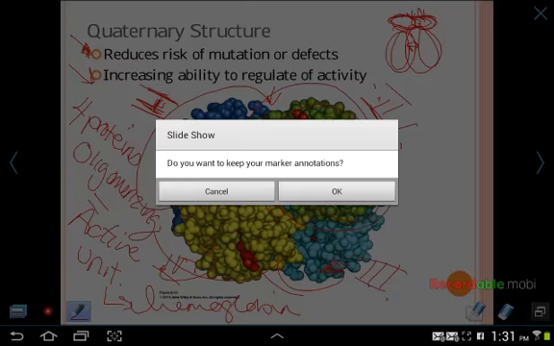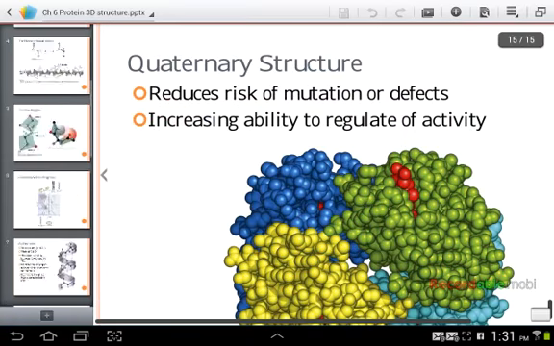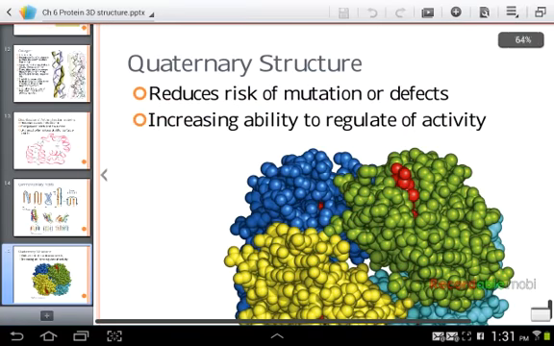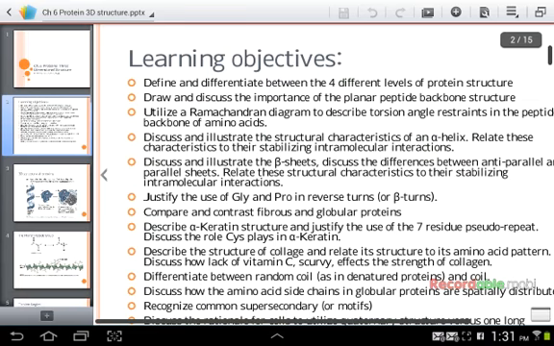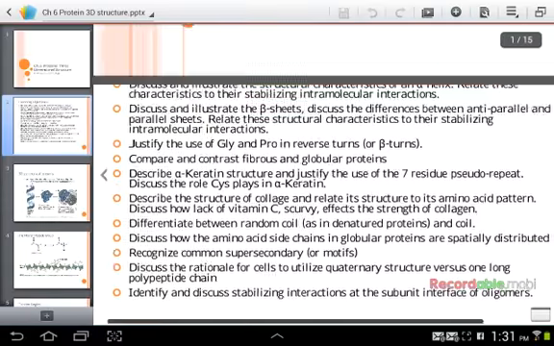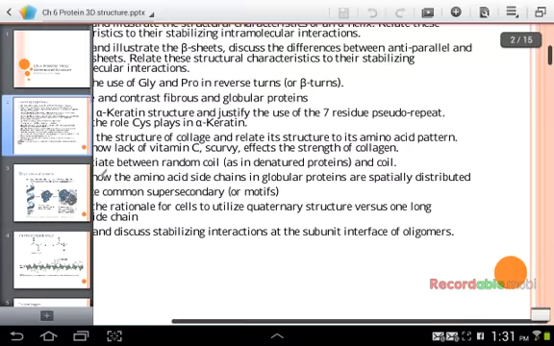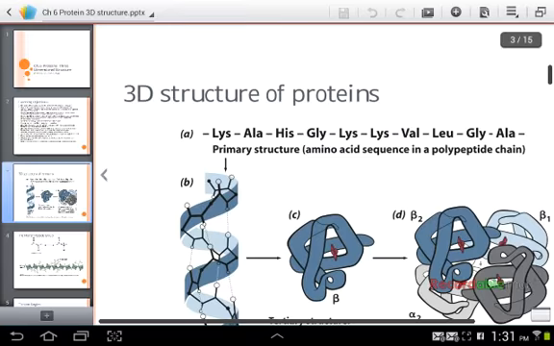Alright, so that's basically what we needed to go over for this lecture. It was pretty brief. Basically, again, go over your learning objectives. Make sure that you can answer all of these objectives, and be ready for class Wednesday.